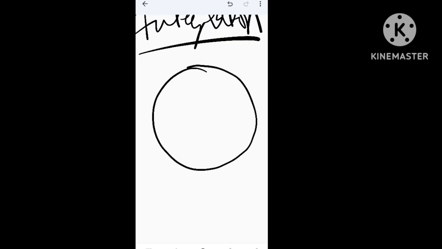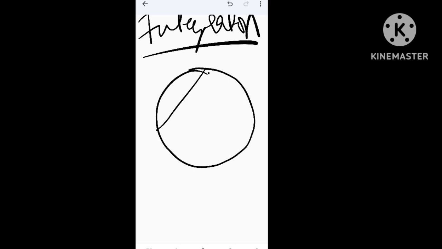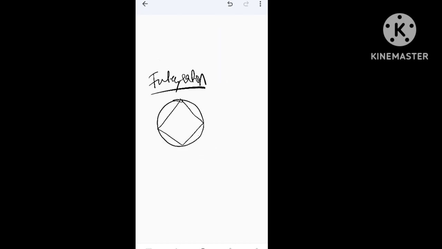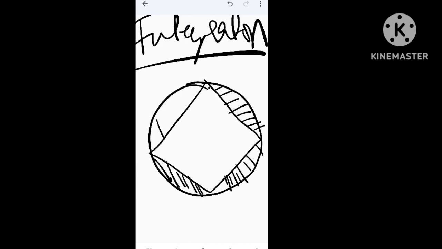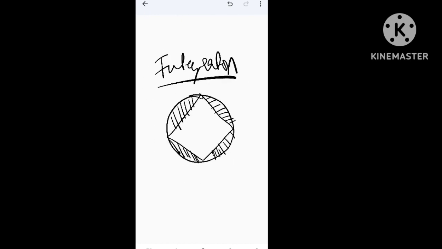So in this video we are going to prove, or just visualize by integration, what the area of the lateral parts is when a square is inscribed in a circle. We are going to find this area which I'm marking right here. So how to do it?